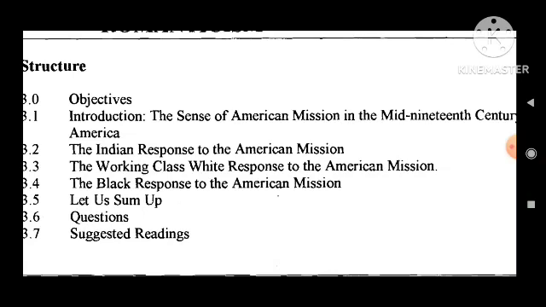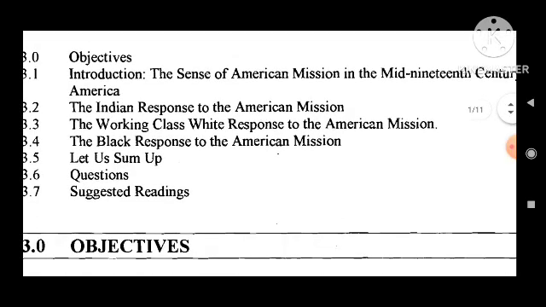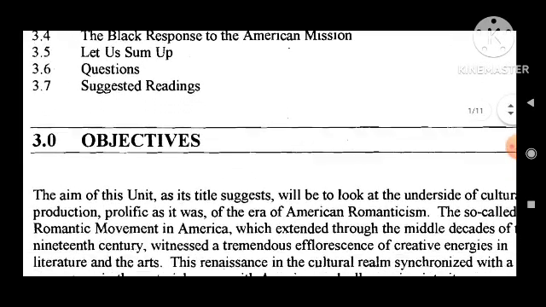So already from this unit we have a clear-cut idea. The scenes of American mission in mid 19th century America. Here the topic is about mid 19th century America, and here is the black response to American mission and white response to American mission. So a question may arise: differentiate between white response to American mission and black response to the American mission. Okay. So Indian response is also there, Indian response to the American mission. So one by one we will cover. Okay, here are the objectives.